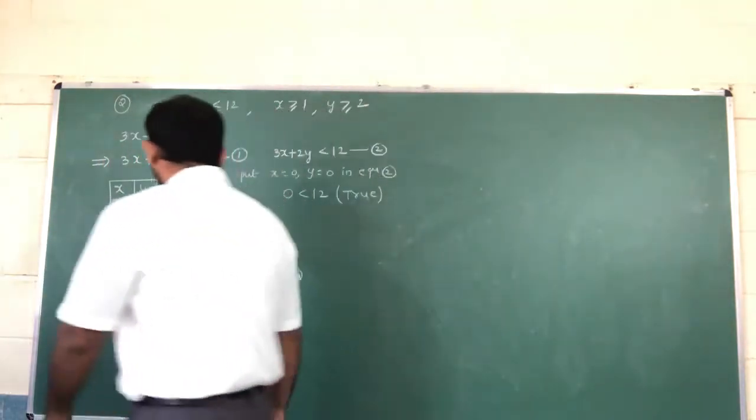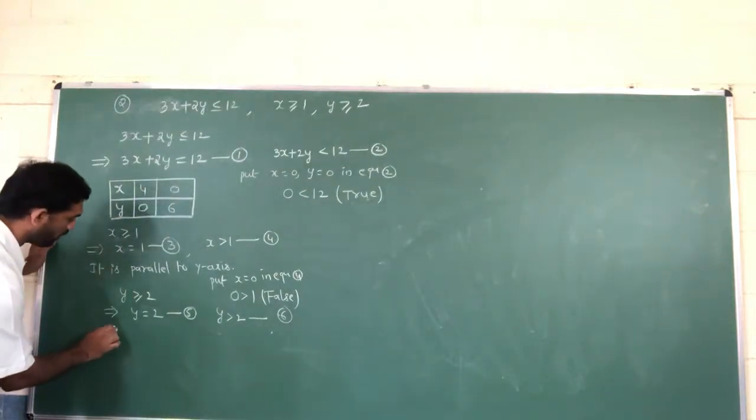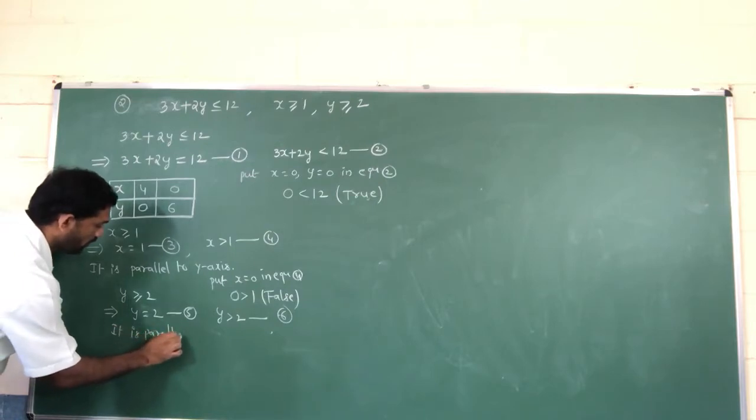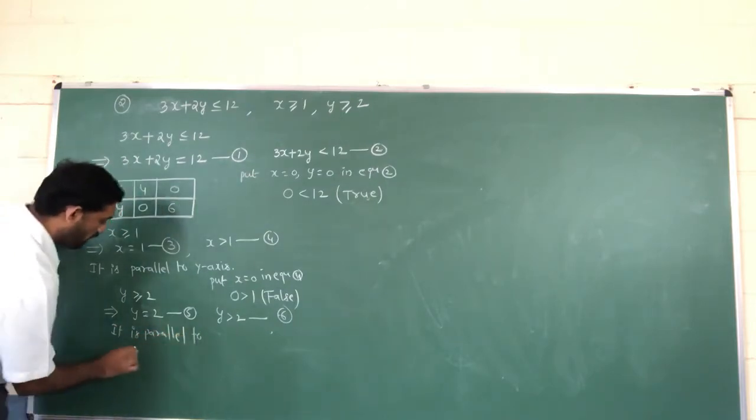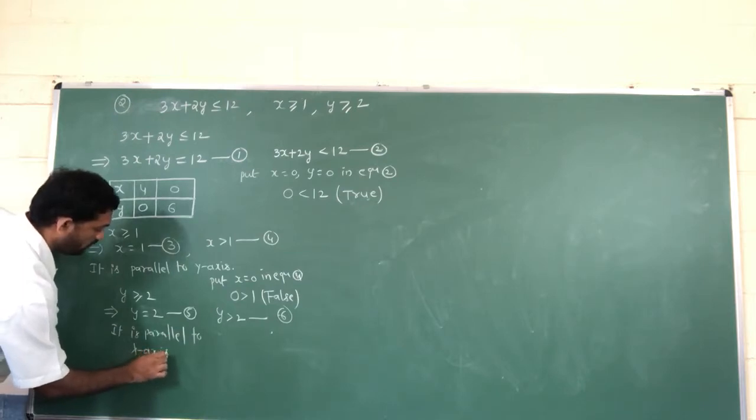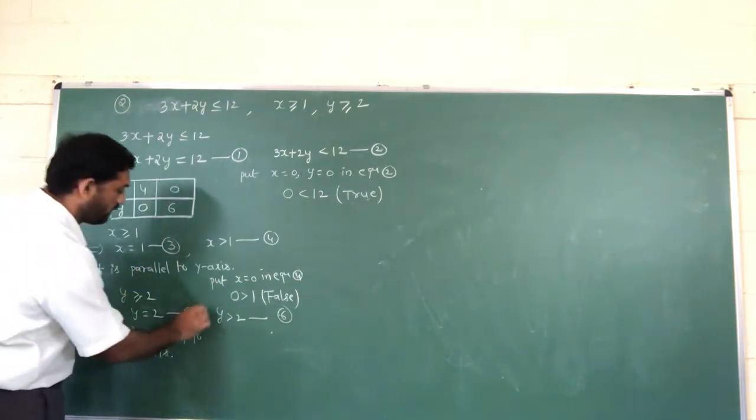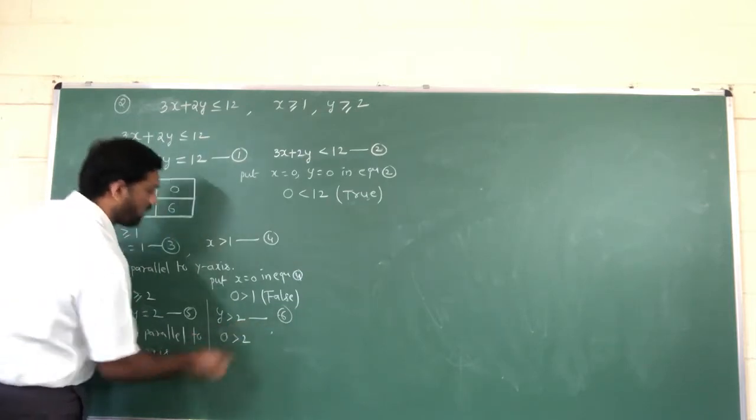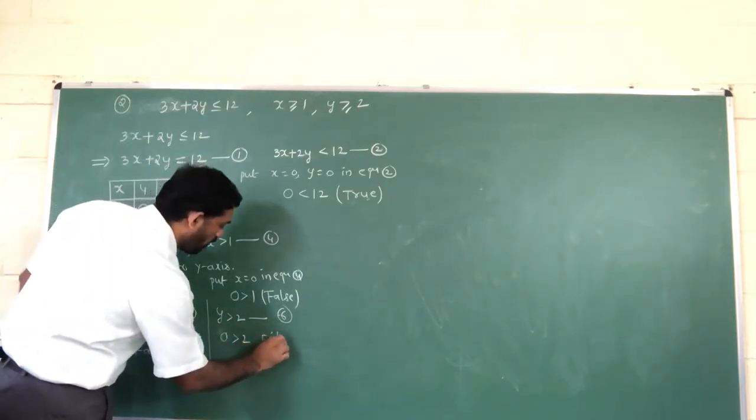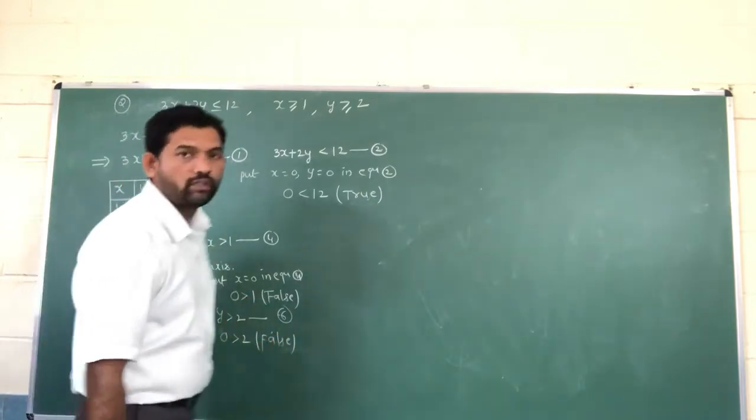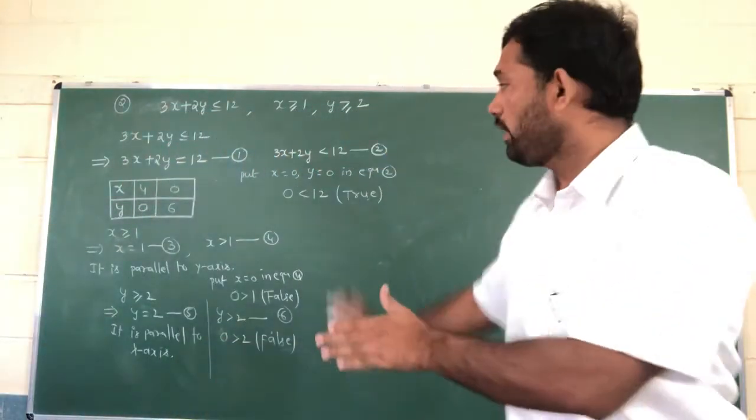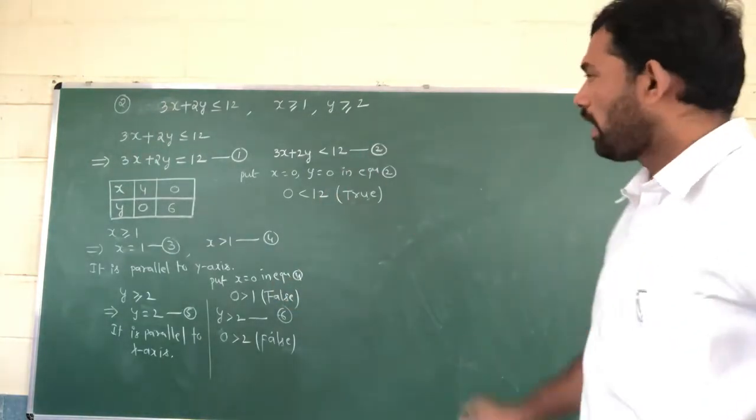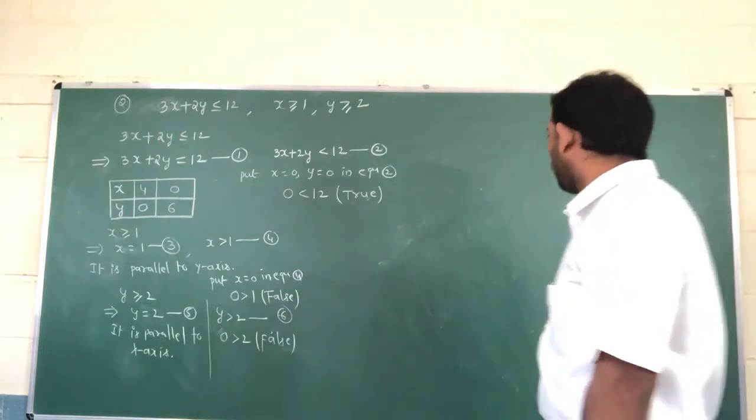Same procedure. So y is equal to 2 means, according to the previous problem, it is parallel to the x axis. Again, here put y is equal to 0. 0 greater than 2 means it is false. So for inequalities, the procedure is completed. Do all of you understand? After that, graph.